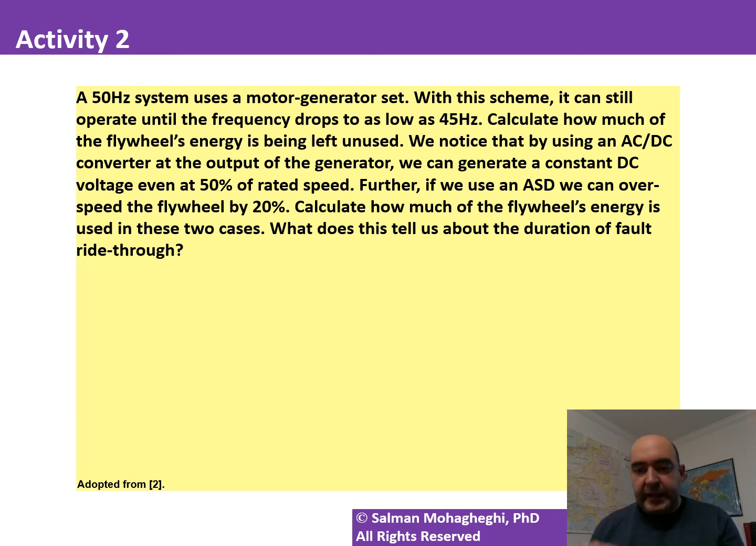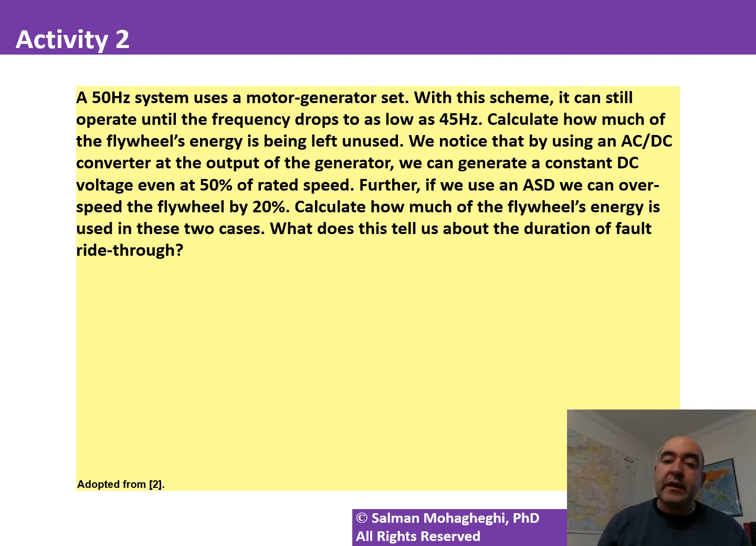and we have a load that is connected to that generator, which is quite sensitive, and it can continue operating until the frequency drops to as low as 45 hertz, which is a 10% drop. If the frequency goes below 45, the load has to disconnect because it cannot operate with a lower frequency. What I'd like you to do is to calculate how much of the energy of that rotating mass, the flywheel and the rotors and the shaft, is actually wasted. So how much of it is put to use, how much of it is wasted.